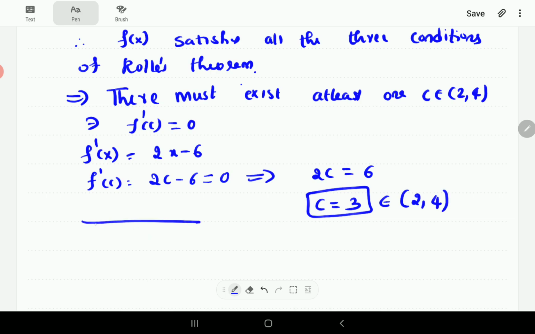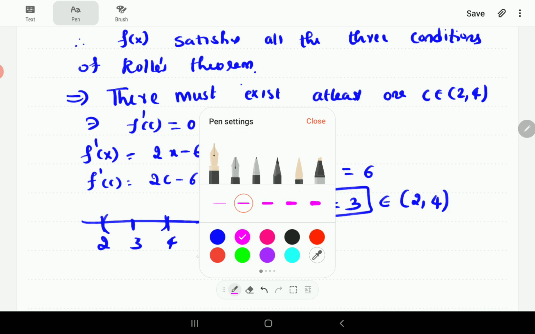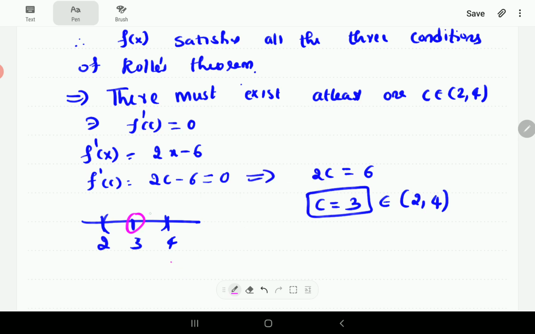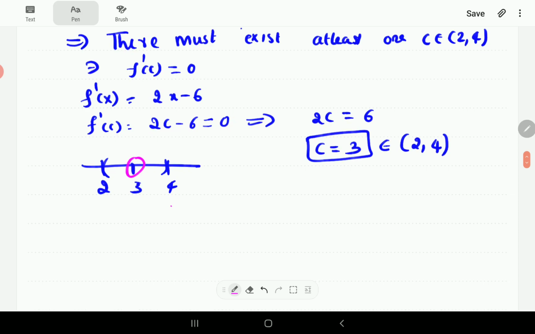So if you take 2, this is 4. So your 3 belongs to where? 3 belongs to this open interval. Okay, this 3 belongs to the open interval 2 comma 4, right? So hence the Rolle's theorem is verified. Okay, so this is how you should verify the Rolle's theorem.